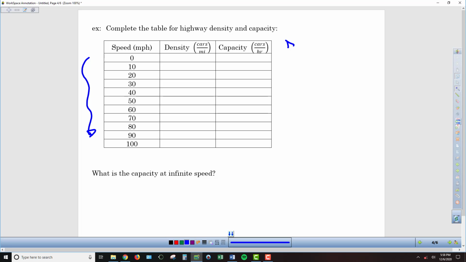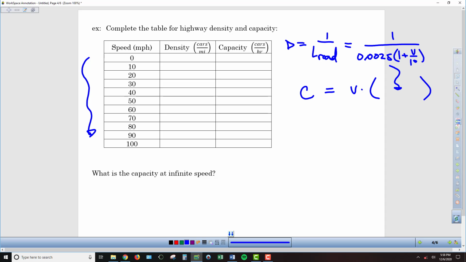So if you'll recall that density is the reciprocal of that L road, the length that a car occupies. And so the formula we had for that was 1 over 0.0025 miles times 1 plus V over 10. So I just want to have that in front of us here. And then to get the capacity, we're just going to take the velocity and then multiply it by this expression right here.